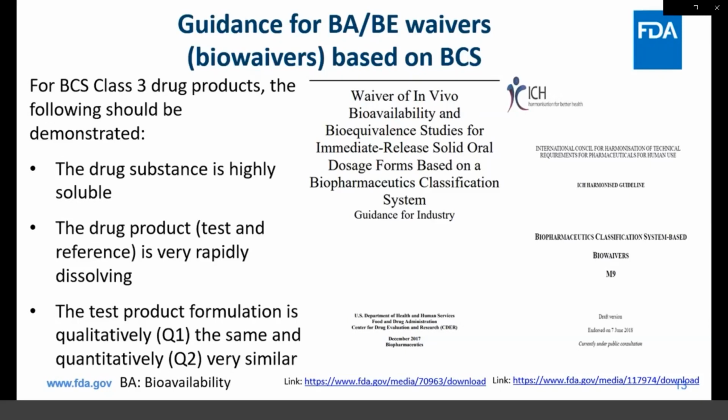Both guidances describe that for BCS Class 3 drug products, biowaiver should be supported by high solubility of the drug substance, rapidly dissolving drug product, and the test product formulation is qualitatively the same and quantitatively very similar.